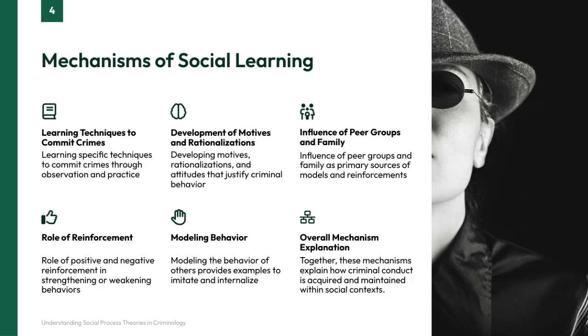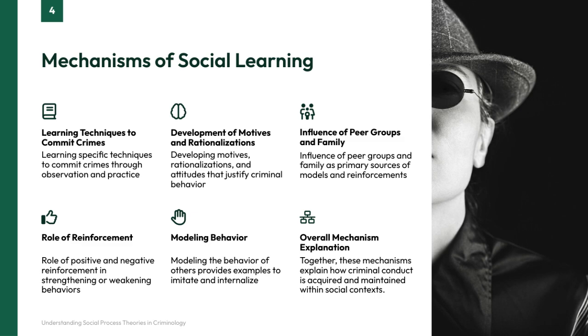Now, let's dive into the mechanisms of social learning in relation to criminal behavior. First, individuals learn specific techniques to commit crimes by observing others and practicing these behaviors themselves. This hands-on learning is crucial because it builds the skills necessary to carry out illegal acts. Next, social learning also involves the development of motives and rationalizations. People adopt attitudes and justifications that make criminal behavior seem acceptable or even necessary in their minds, which helps them overcome any internal resistance to breaking the law.